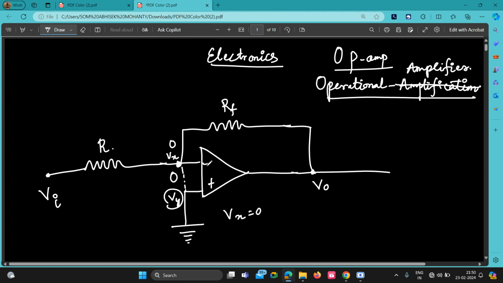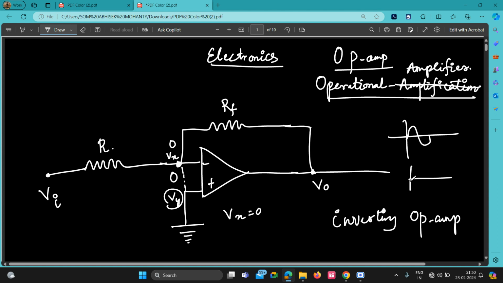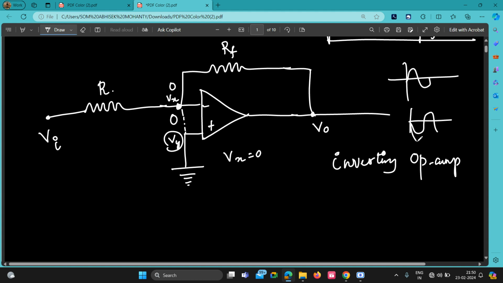Since the input is connected to the negative terminal, it is called an inverting op amp. Inverting means something that will invert the input. If the input is like this, it will invert it to this. Some gain will be there. It won't be exactly like that, but there will be a gain in the value of the input. So, what will be the gain?